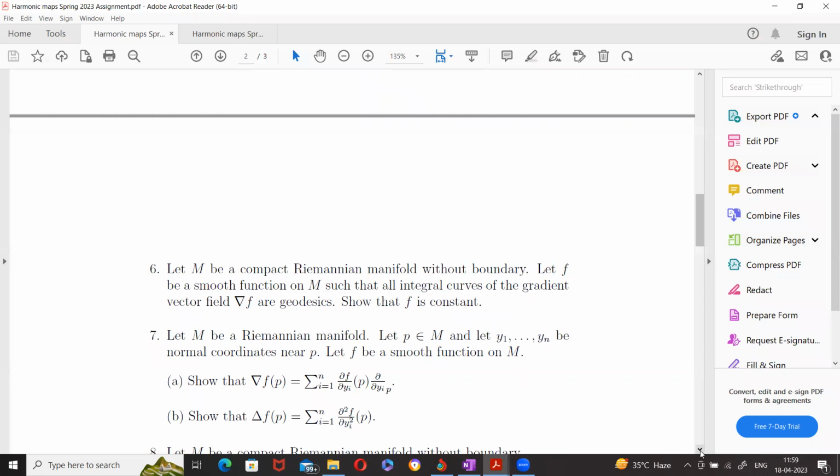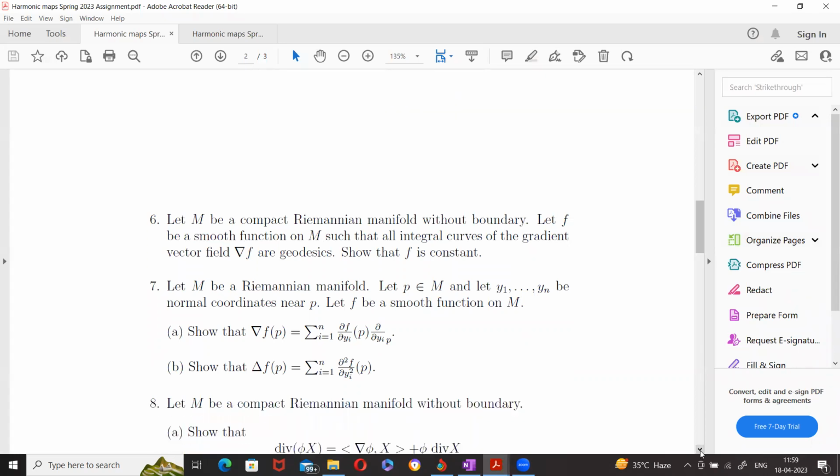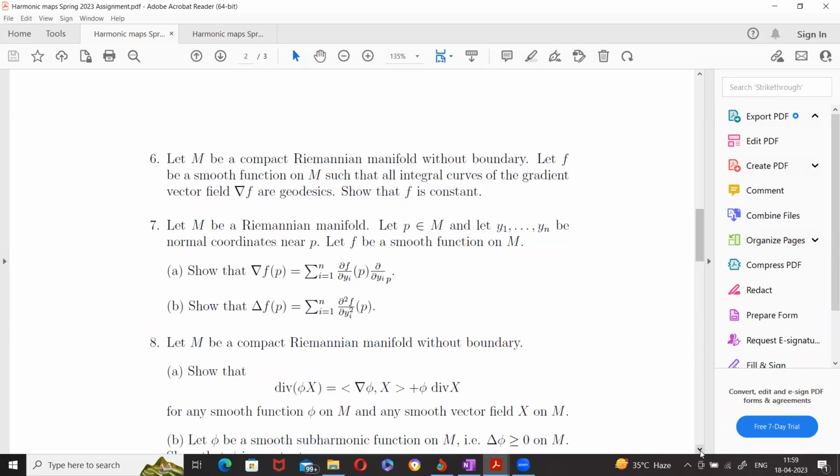Okay. The next one has a little work to do here. If you have a closed manifold, that means compact Riemannian manifold without boundary, and f is a smooth function on M, such that all integral curves of the gradient flow vector field are geodesics, then you have to show f is constant. Right?